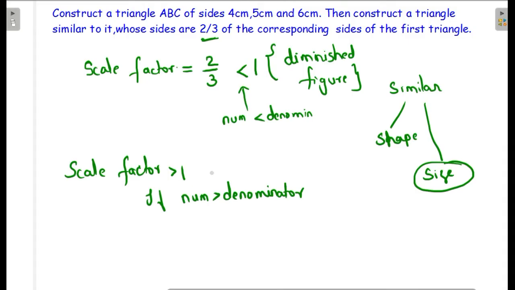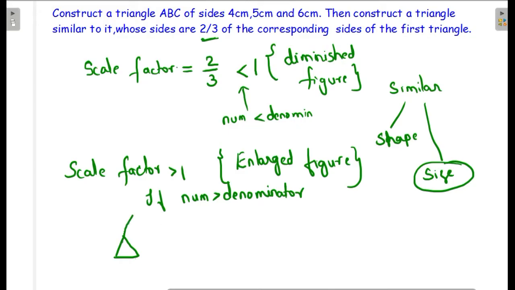This you should remember. When the scale factor is greater than 1, we will get an enlarged figure. Now, what is this enlarged figure? If you have an original actual triangle and you are drawing a similar triangle whose scale factor is greater than 1, then the size of the similar triangle will be more than the actual triangle. It will be bigger than the original triangle. This is the thing that we should know.